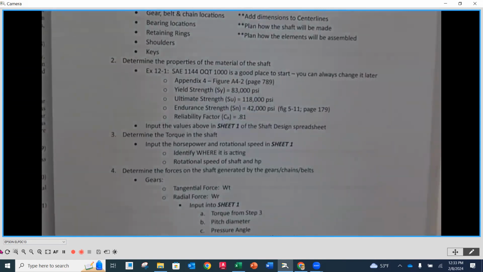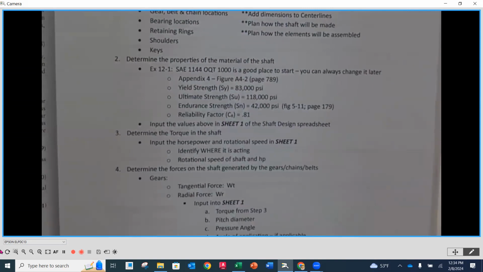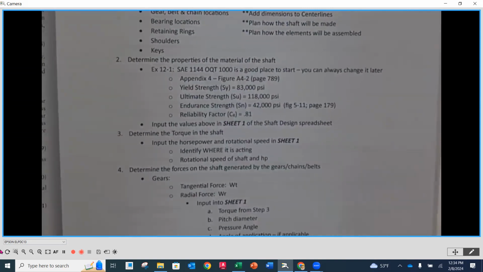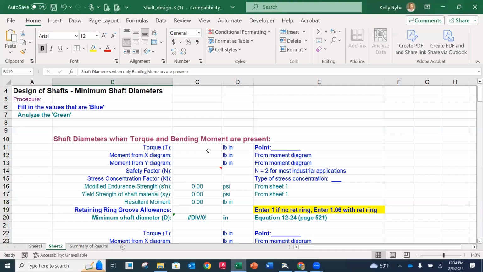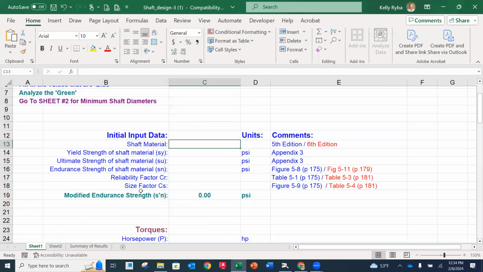Now, in order to find the information we need about this material, we're going to look to our Excel spreadsheet. On sheet 1, right at the top, the first thing we're going to do is put in SAE 1144 oil quenched and tempered 1000, and then that's just STL.